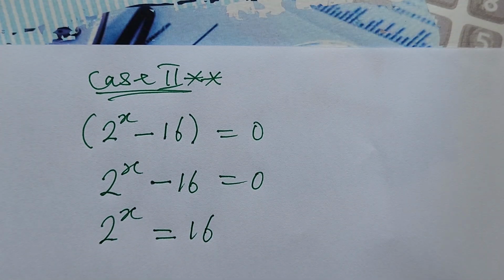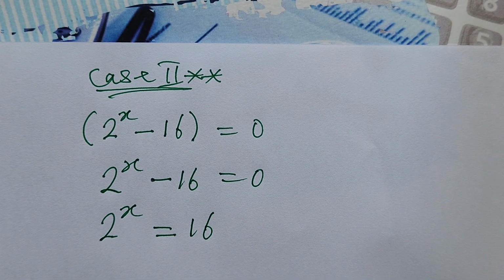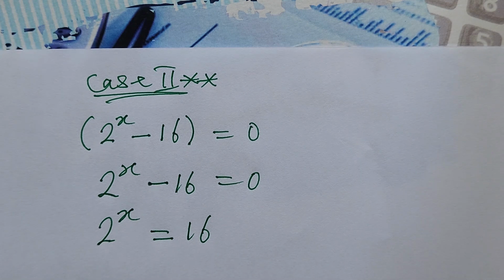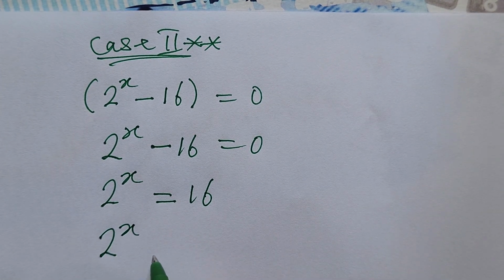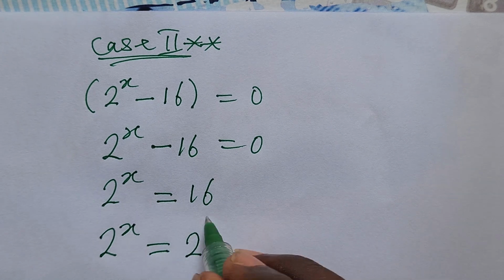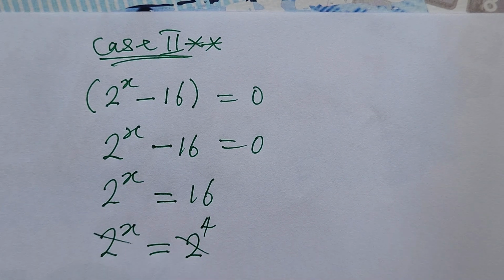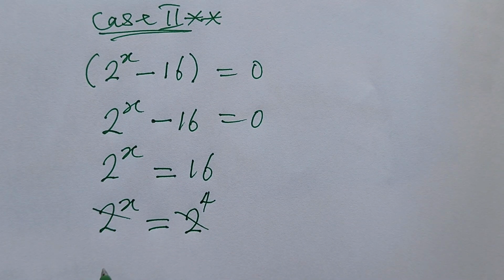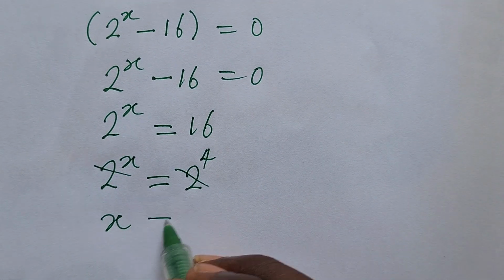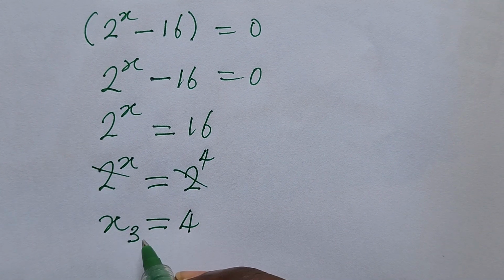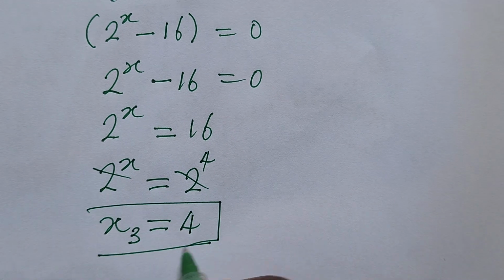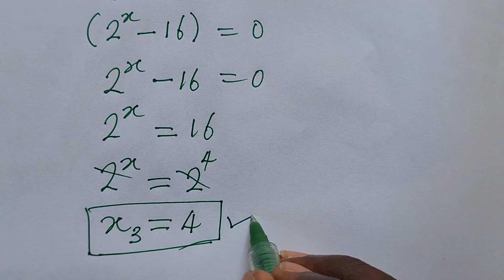So what do you observe from here? We can express 16 in base 2. So let's go ahead and do that. We have 2 to the power of x equal to 2 to the power of 4. The bases are the same, so they cancel out and we equate the exponents. So we're going to have x equal to 4. So this is our x3. Good. Here we've gotten another answer.